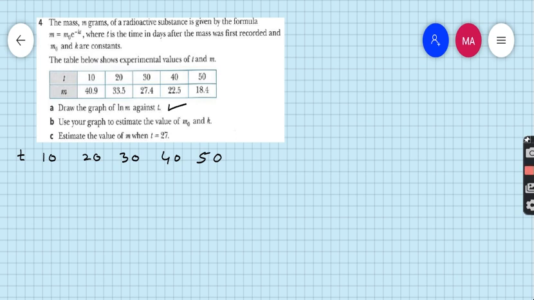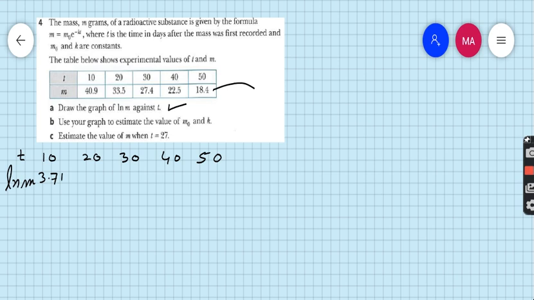And on the y axis we have to plot ln m. How to get these values of ln m? We have to take help from this table. The values of m are given, so we just find the ln of the values of m with the help of a calculator. So first we have to find ln 40.9, which is 3.71, just rounding the values.